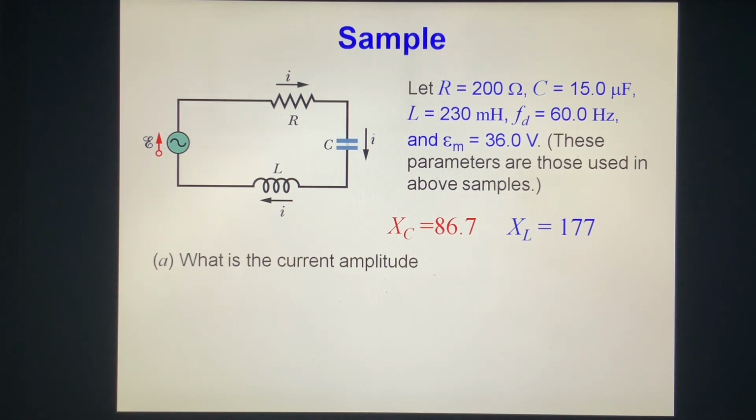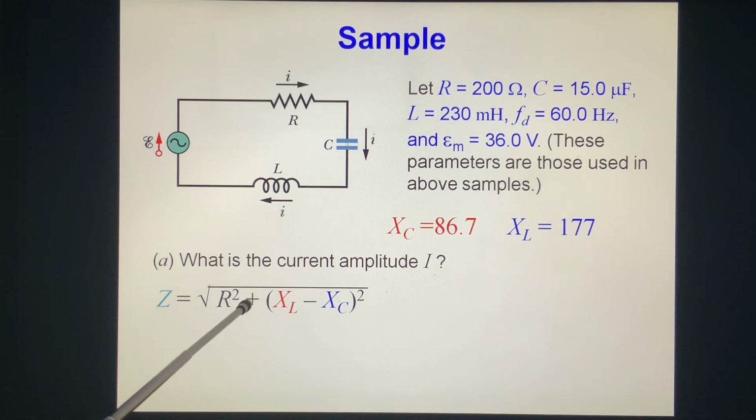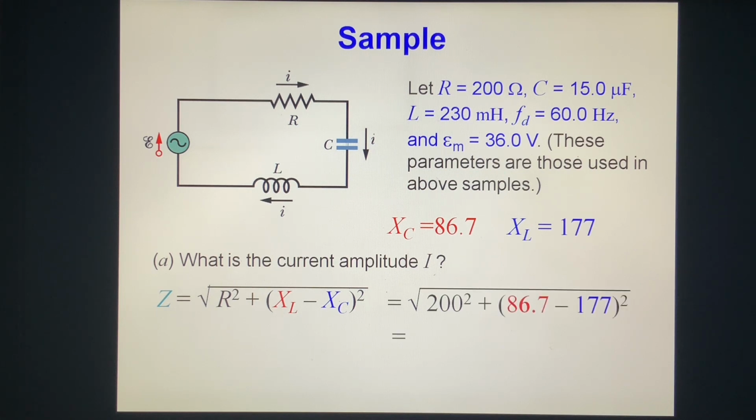Question A. What is the current amplitude I? It's very simple. We have to find the Z first. Definition: Z equals the square root of R squared plus (XL minus XC) squared. You put the numbers in, and we get the Z. Once we have Z, we have the I, which is EM over Z. Very simple to get this one. It's 0.164 ampere.